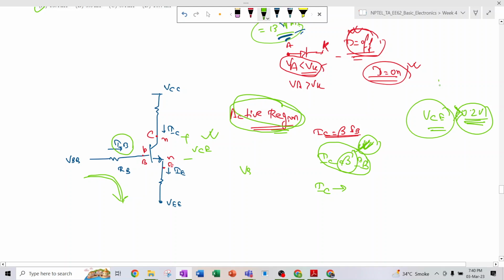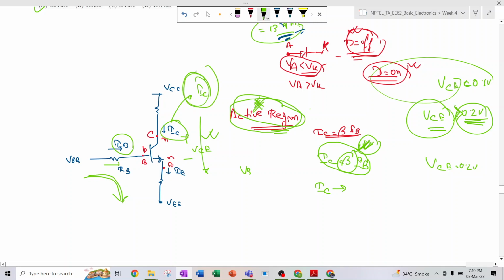And if the VC value comes out less than 0.2 volt, suppose 0.1 volt, then you should know that your assumption that it works in the active region is wrong. So you should fix the value of VC equal to 0.2 volt, and using back calculation find the value of IC and then the value of IB. By this method you can find out whether the transistor is in the active region or in saturation.